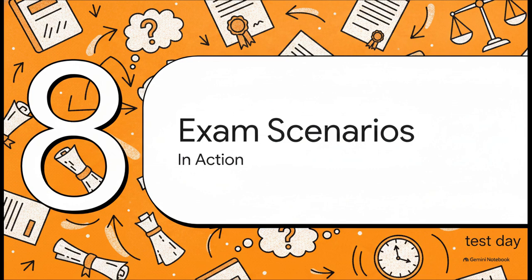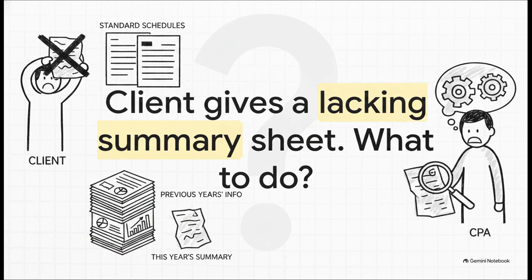Moving to Section 8, Exam Scenarios in Action. Let's see how this works in practice. We're going to apply our decision framework to two simplified, realistic scenarios. Here's our first one. A client approaches their CPA to prepare their annual tax return. The client hands over a basic summary sheet and tells the CPA to just use this. But the CPA immediately notices that this summary clearly lacks the standard detailed schedules and backup information the client has always provided in previous years.